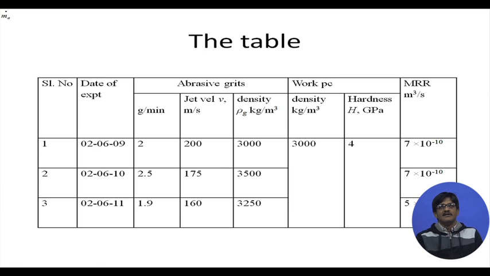Jet velocity was also different, 200, 175 and 160, as we discussed, for different requirements. Density of abrasives also was different, 3000, 3500. So, these things were different for the different years, and workpiece density has been given to be 3000, and hardness has been given as 4 GPa, and material removal rates are 7 into 10 to the power minus 10 meter cube per second, 7 into 10 to the power minus 10 once again, and 5 into, hopefully, 10 to the power minus 10.